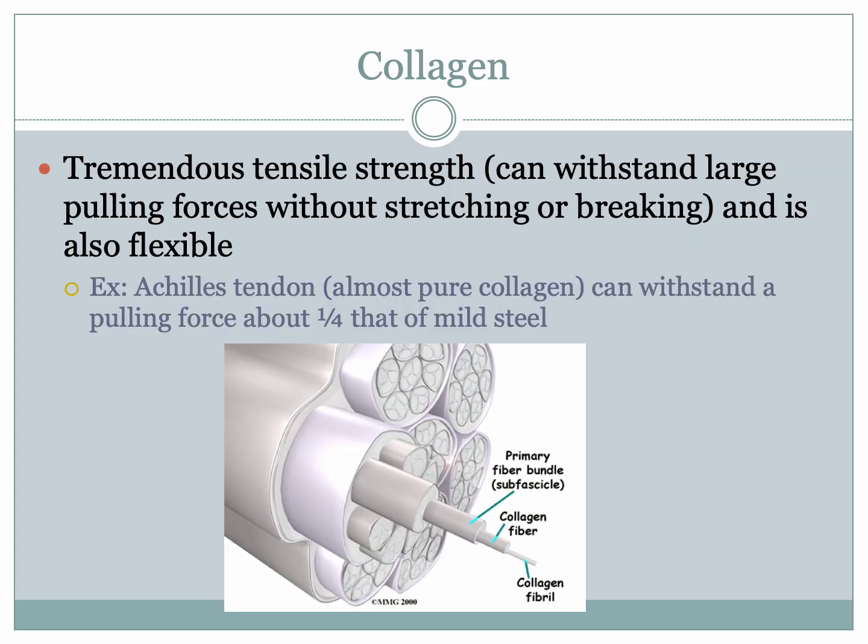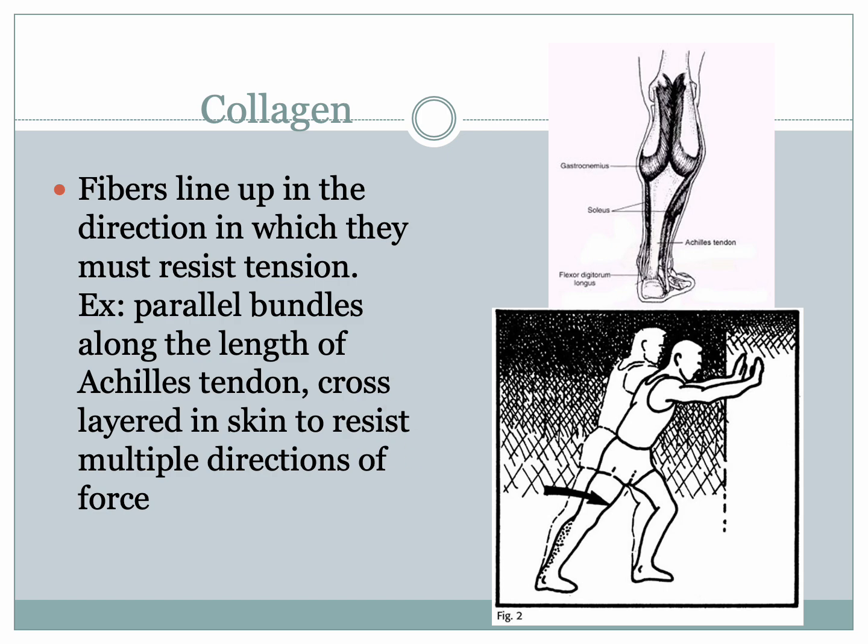There's a tremendous tensile strength within those fibers. They can withstand large pulling forces without stretching and breaking. They're also very flexible. The Achilles tendon, which is almost pure collagen, can withstand a pulling force that is about 1/4 of that of mild steel. The collagen fibers line up in the direction in which they must resist tension, such as parallel bundles along the length of the Achilles tendon, cross-layered in the skin to resist multiple directions of force.